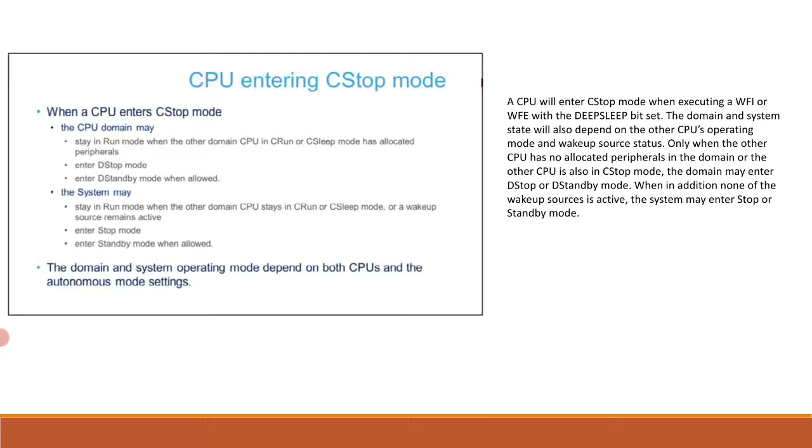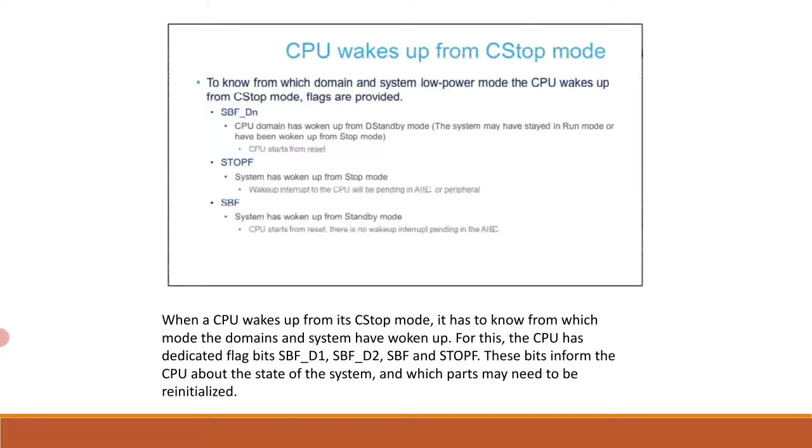How about wake up? When a CPU wakes up from CSTOP mode, it has to know from which mode the domain and the system have woken up. For this, the CPU has dedicated flag bits SBF_D1, SBF_D2, SBF and STOPF. These bits inform the CPU about the state of the system and which parts may need to be reinitialized. Have a look at this. Then we will move on to the software low power procedure.